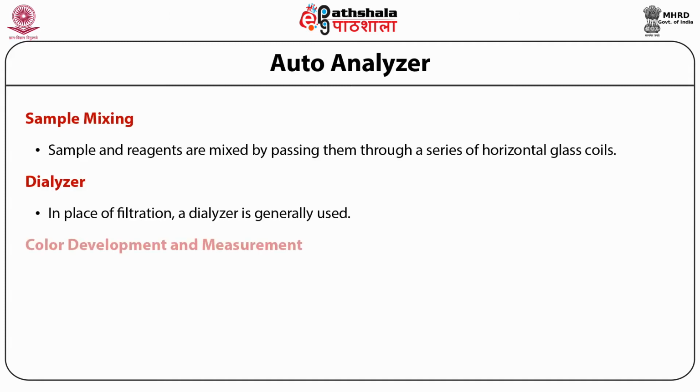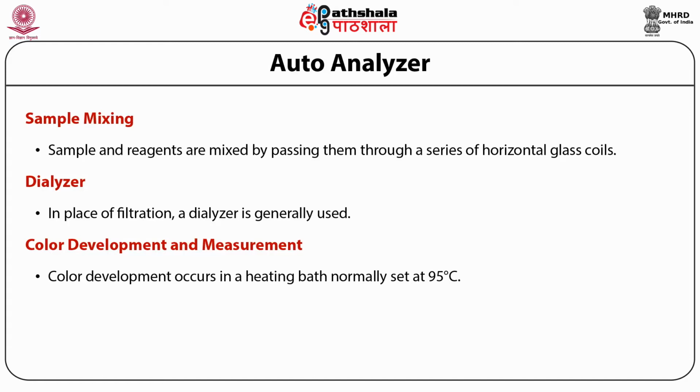Next thing is the color development and measurement. Color development occurs in a heating bath which is set at about 95 degrees centigrade. The color forming reactions may be relatively slow, and the stream containing the sample and reagent therefore flows through a glass helix approximately 33 meters long which is immersed in the bath. The time taken to traverse the helix is about 5 minutes.